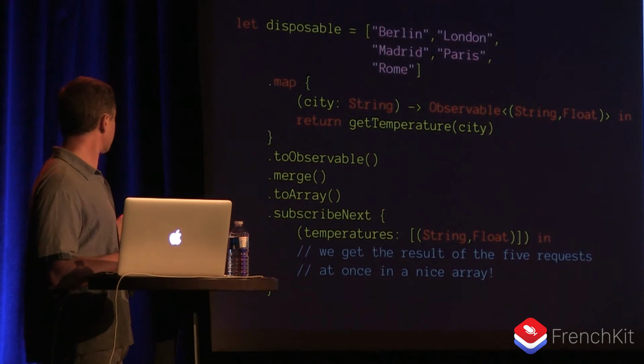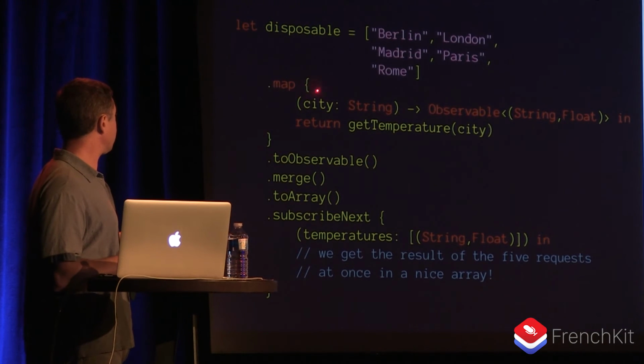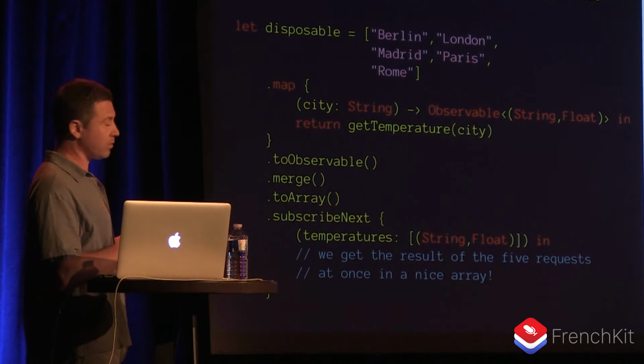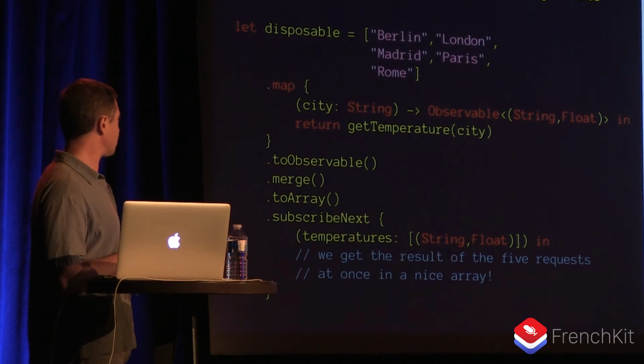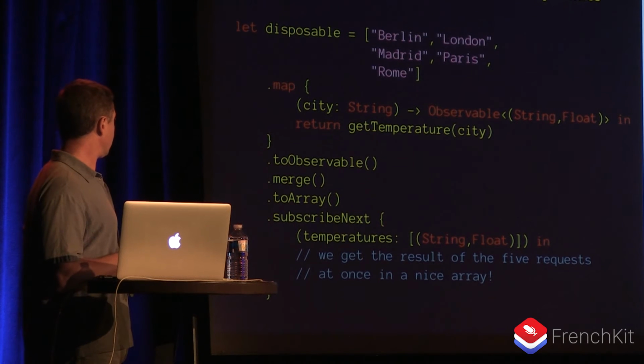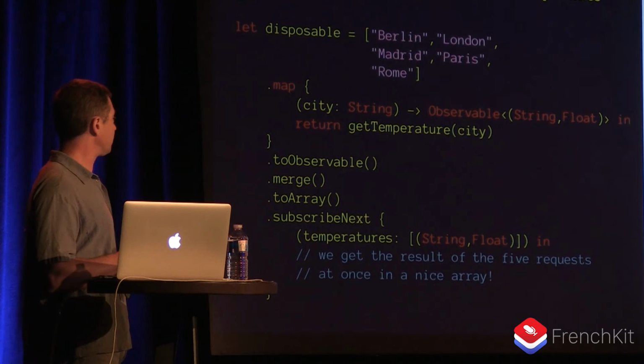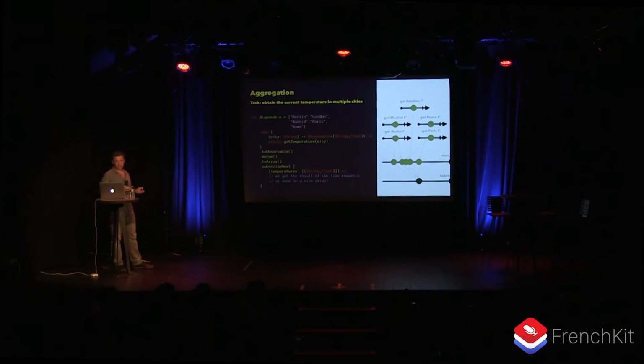We take each of the city names in an array. We turn this array into an array of observables. For now, they still don't do anything. They just sit there. So we convert them to a single observable, which is an observable of all the sequences. We merge them to a single sequence, which will output the result of each individual sequence.